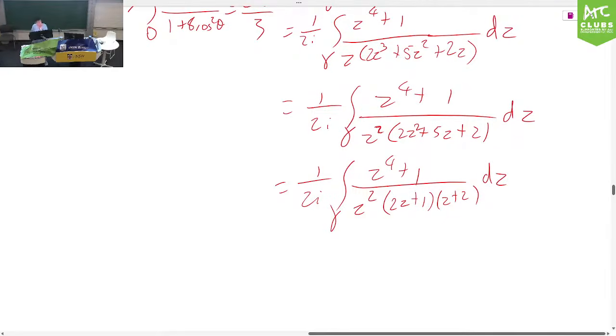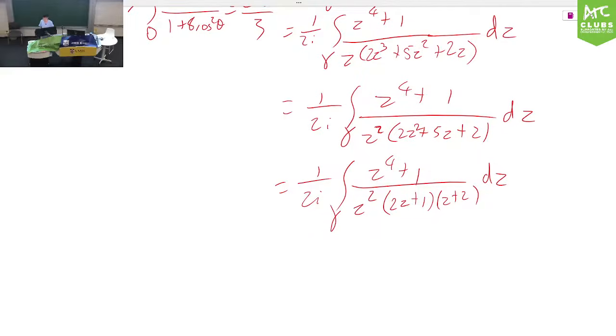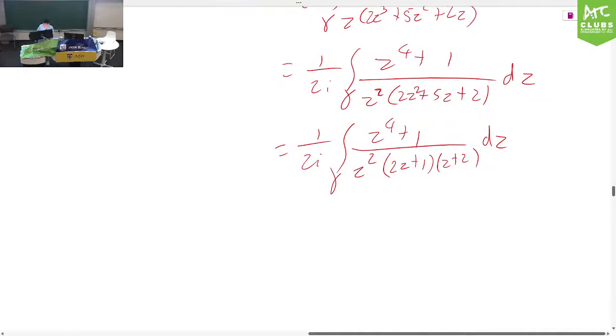Cool. Okay, now from here, what do we do? Again, let's use Cauchy's residue theorem. Obviously, to do that, we need to find the residues. Specifically, we don't care about the singularities outside the unit circle.